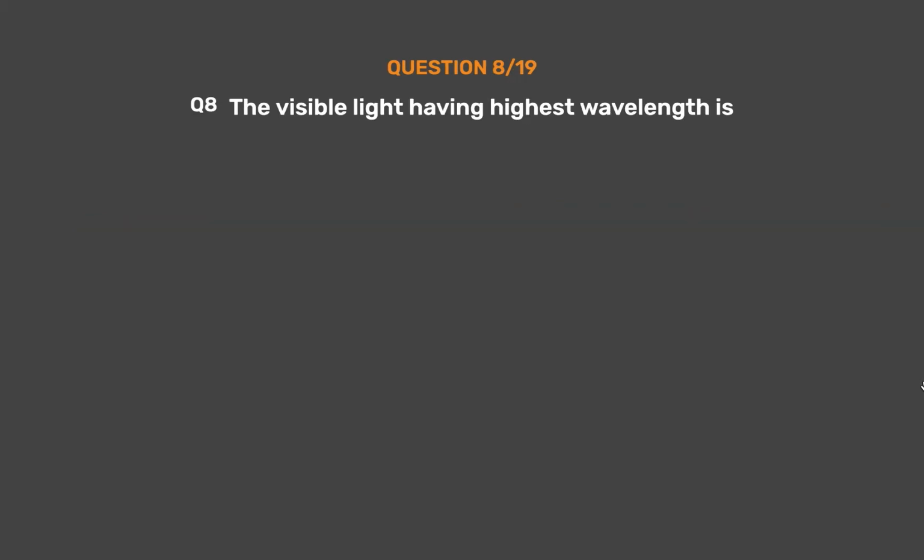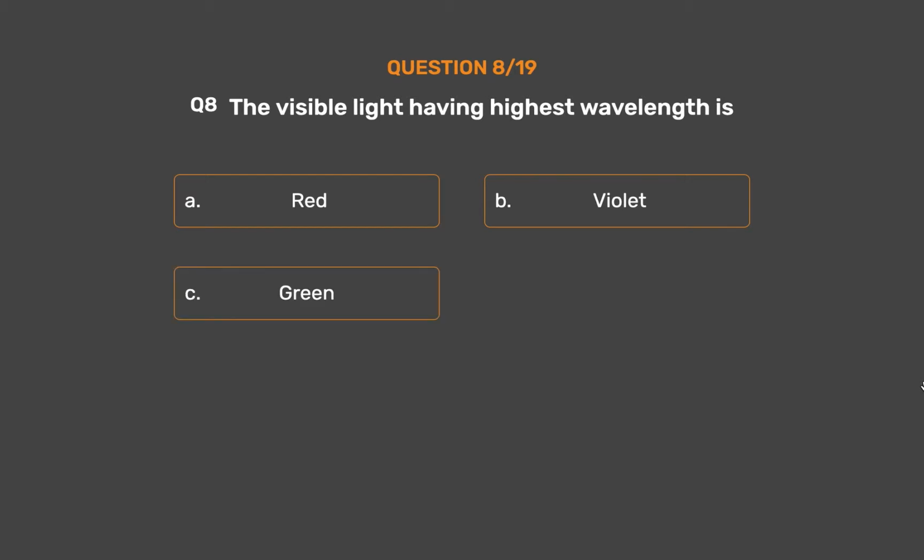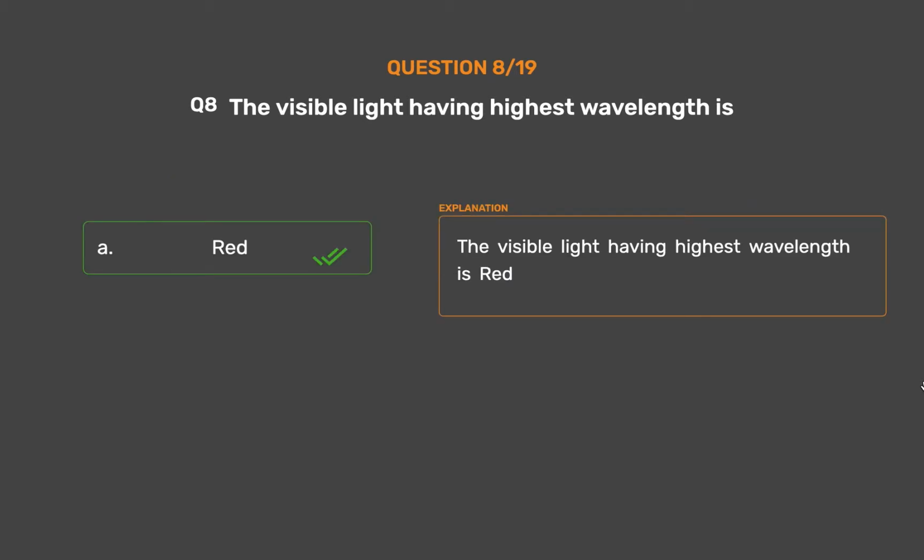Question number 8. The visible light having highest wavelength is Option A. Red. Option B. Violet. Option C. Green. Option D. Indigo. The correct answer is Option A. Red. The visible light having highest wavelength is red.